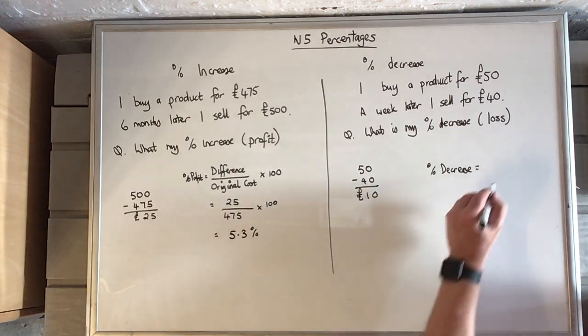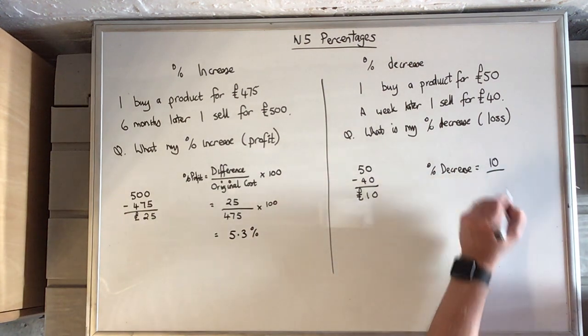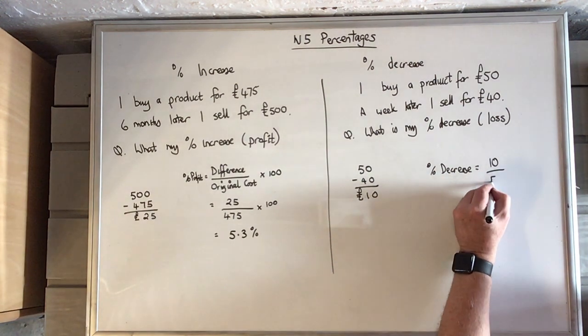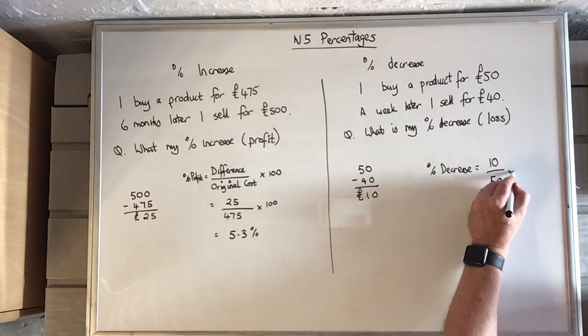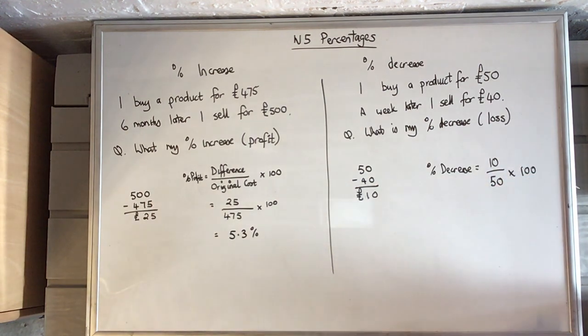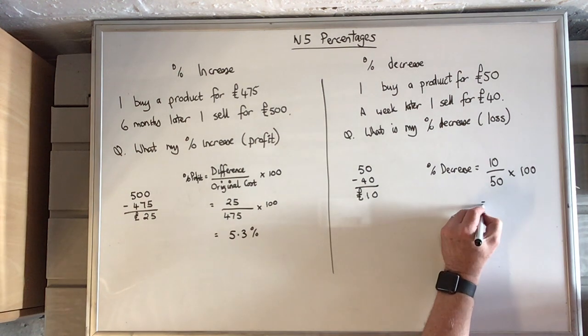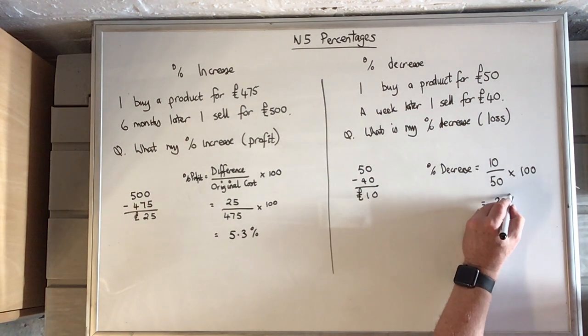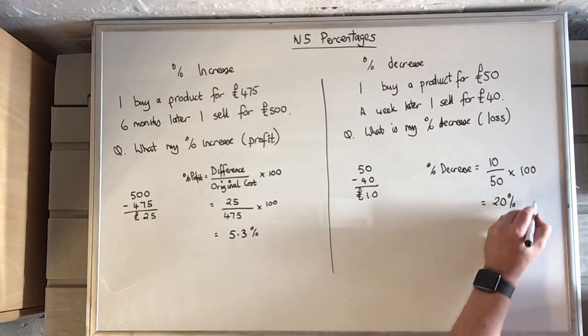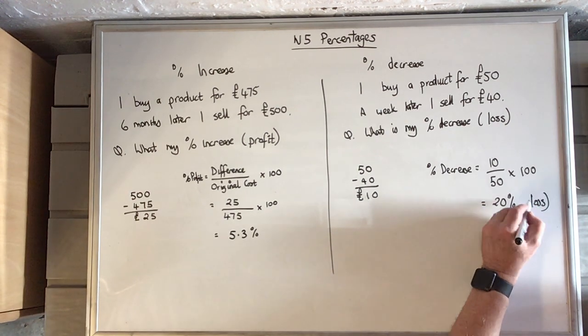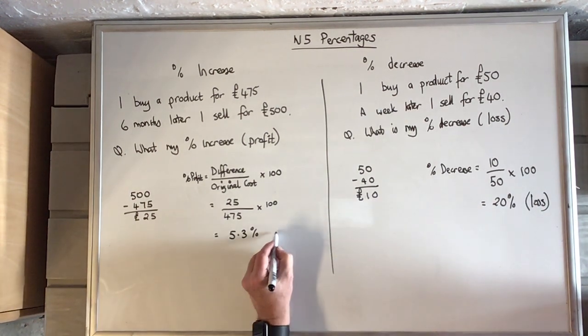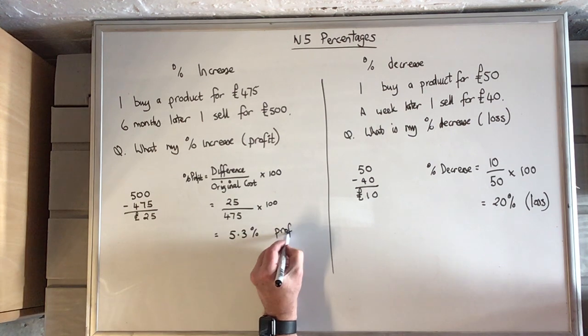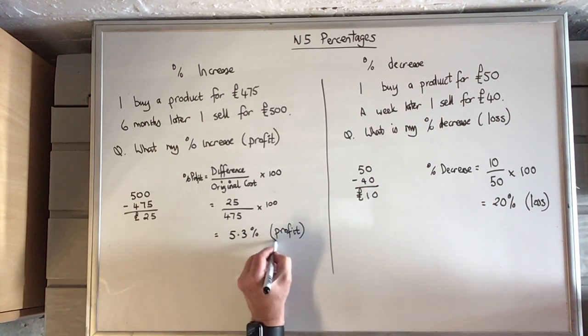Well, it's a percentage decrease or loss equals the difference. Well, the difference is £10. What did I buy it for? I bought it for 50. Times that by 100. And if we work that out, that's quite easy. That's a 20% loss I made. So, loss. And this one over here, I'll just put it here just so it's quite clear. We made a profit here.